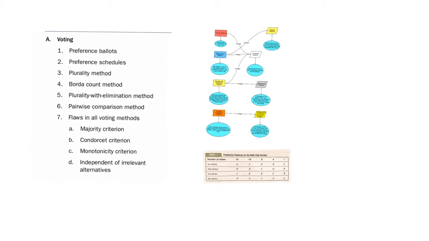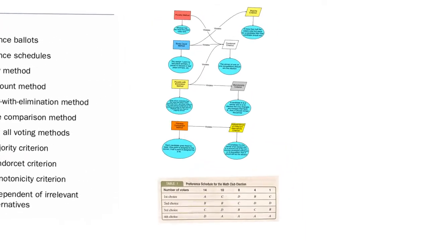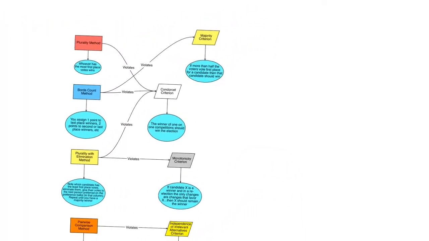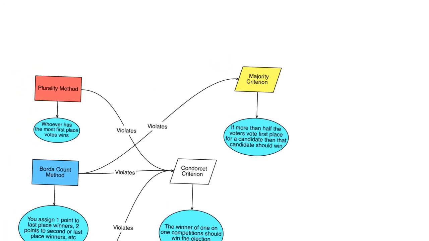Okay, so now we're going to look at the flaws in all voting methods. In order to understand whether or not there is a flaw in a voting method, you're going to need to know what the fairness criteria are. The fairness criteria are the majority criterion, the Condorcet criterion, the monotonicity criterion, and the independence of irrelevant alternatives criterion. So I would like to look at this flowchart for that. We're going to go over each criterion one at a time.